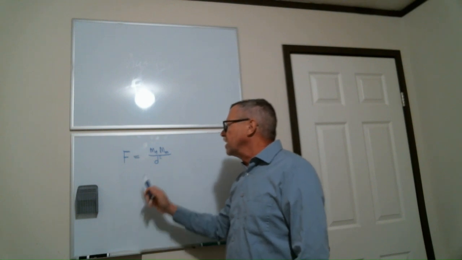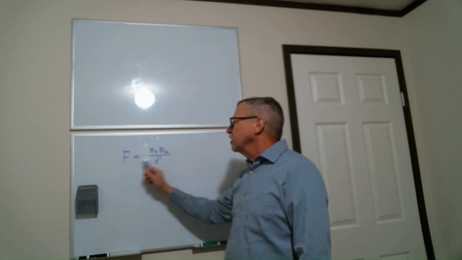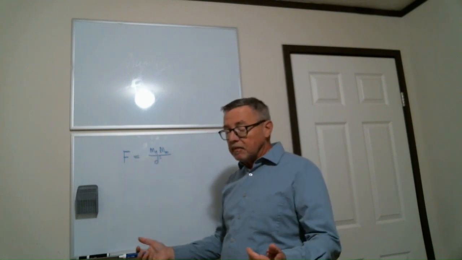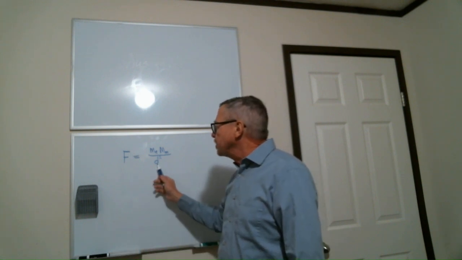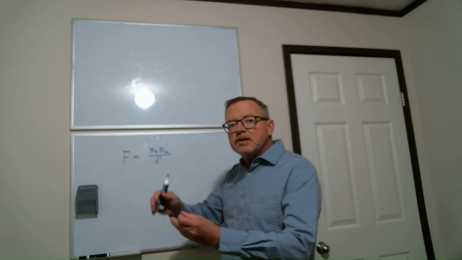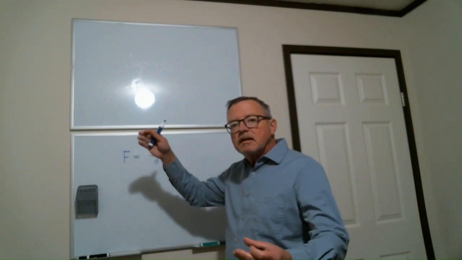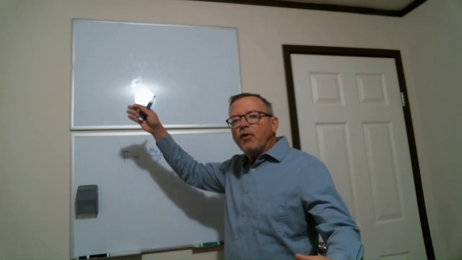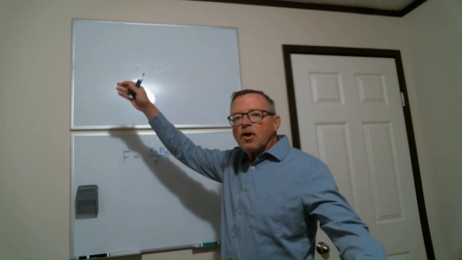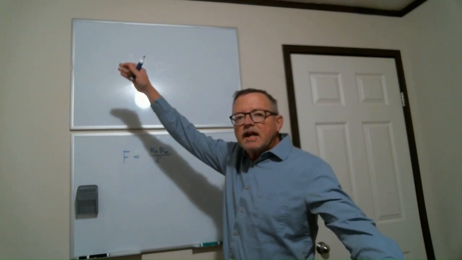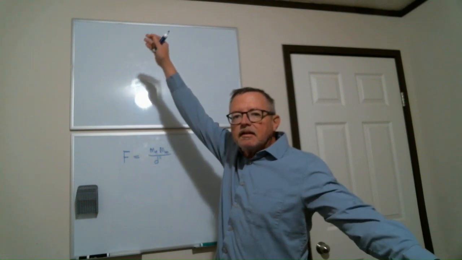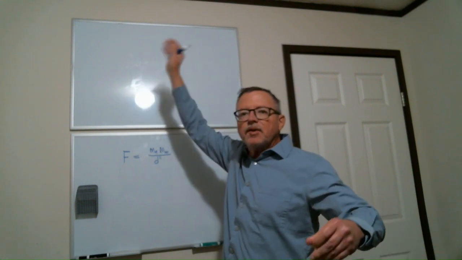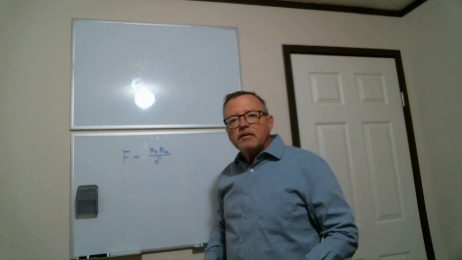So that says that the bigger the masses, the bigger the force. That certainly makes sense. But what about this distance? As the distance increases, then the attractive force decreases. So if the moon gets away from the Earth enough, it'll go find some other planet to spin around.